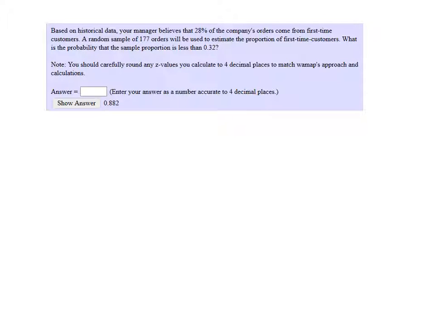When I read this kind of problem, I notice a couple of things. I notice that they tell me a percentage for the population, and I notice that they mention a sample. So that flags me that there's a sampling distribution situation going on here. Then I ask myself, is this a binomial distribution?